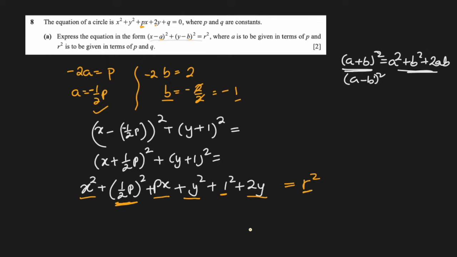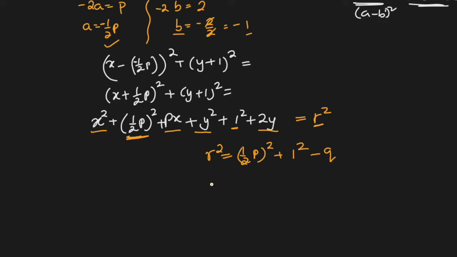So this r square will be half p square plus 1 square, which is already there, but q is missing. That means q is lesser. This minus q from this format will be there. So if we want, we can expand this one. R square is going to be 1 over 4 p square plus 1 minus q. This is r square in terms of p and q.